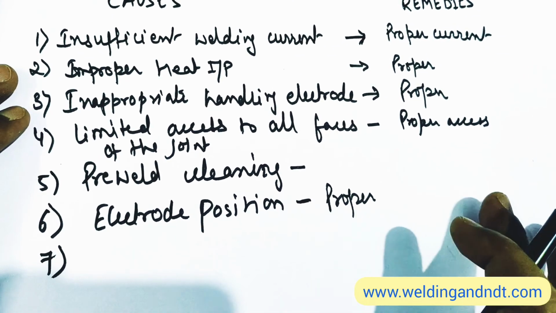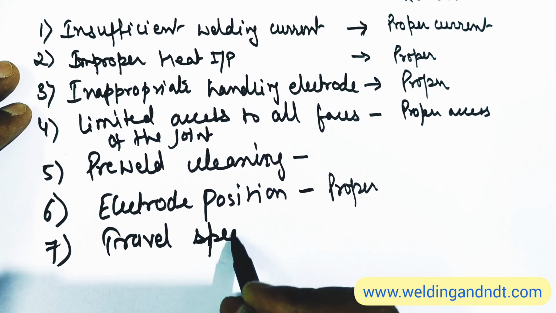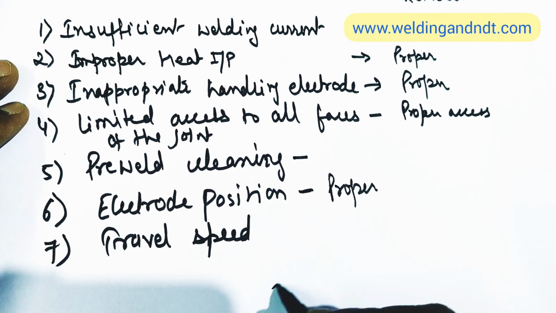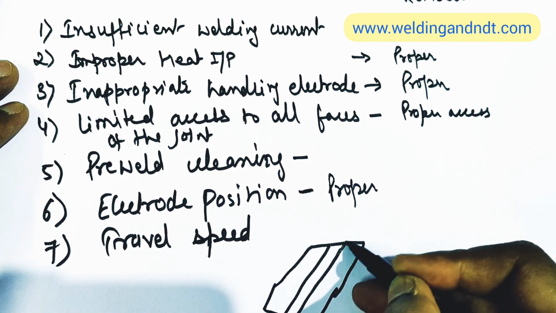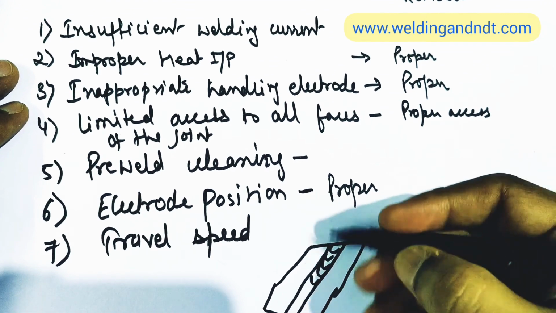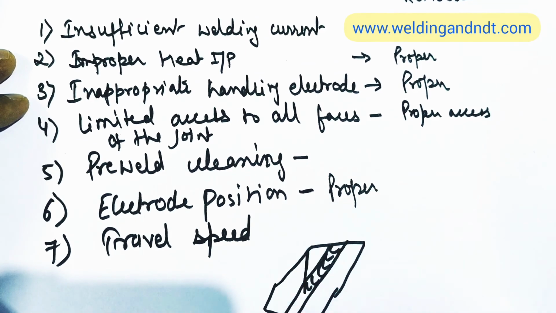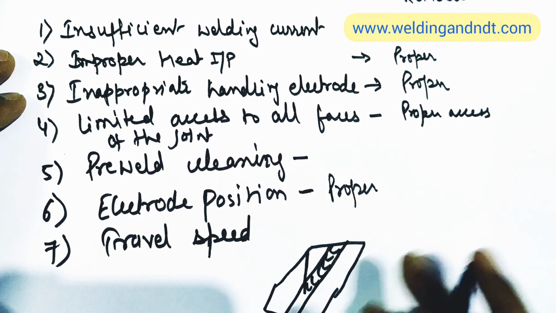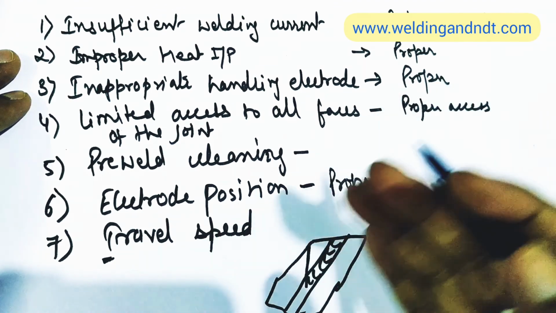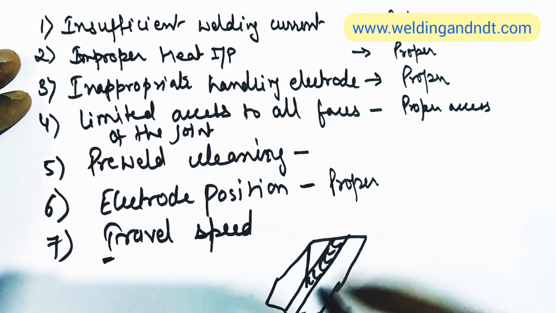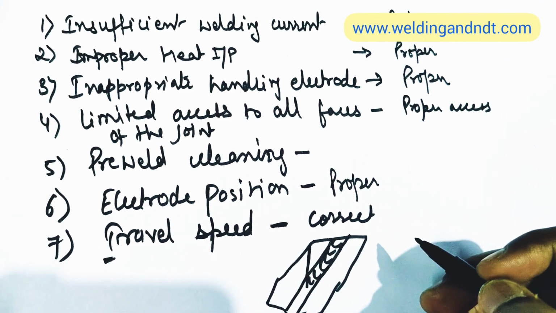Next one, a very big factor, is travel speed of electrode. Friends, suppose here I am doing the welding, and our electrode will be here. Sometimes the weld puddle will go ahead and the arc will remain behind the weld puddle, then lack of fusion will occur, and that is the travel speed problem. The electrode must travel at a predefined rate as per your welding procedure. Hence correct travel speed must be there to avoid lack of fusion.